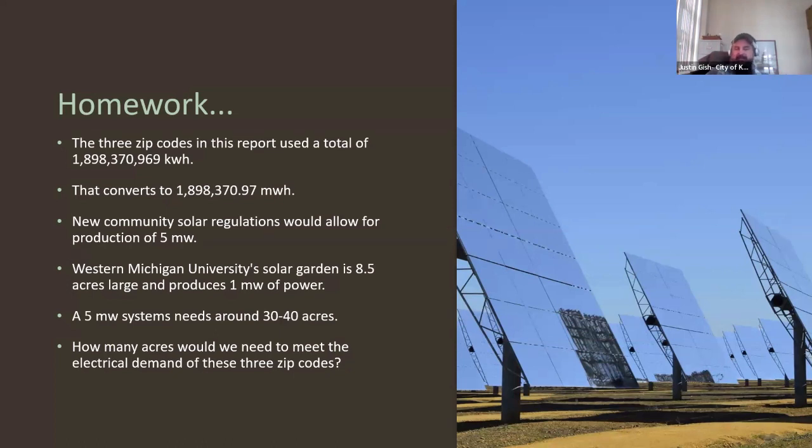But again, you don't really have to solve it. It's big. How many acres would we need to meet the electrical demands of just those 3 zip codes? More than I can provide. I can't shut down a golf course and solve that. That was the biggest piece of land that the city owns here in Kalamazoo. It's a golf course or a forest. I guess I could put in a forest.